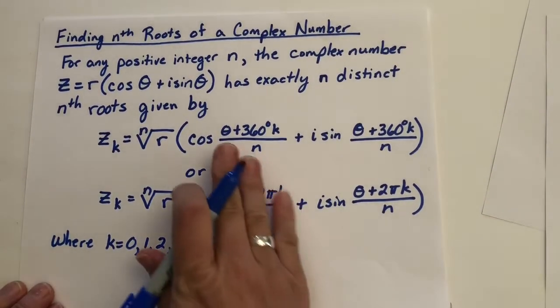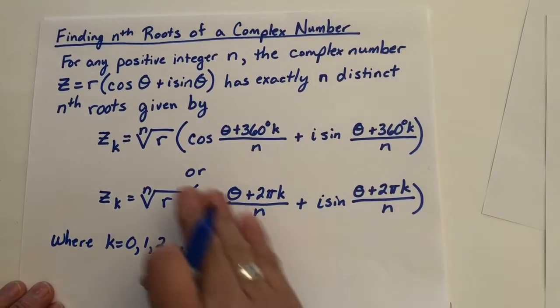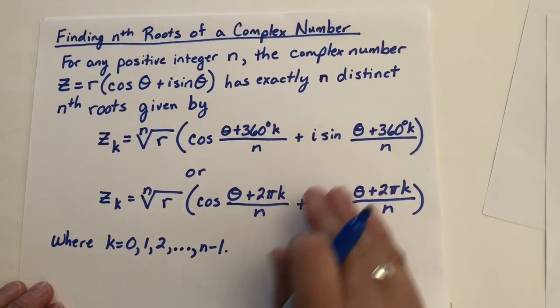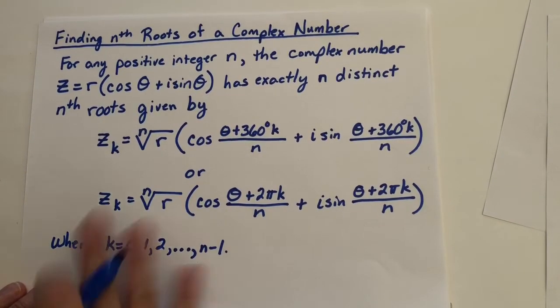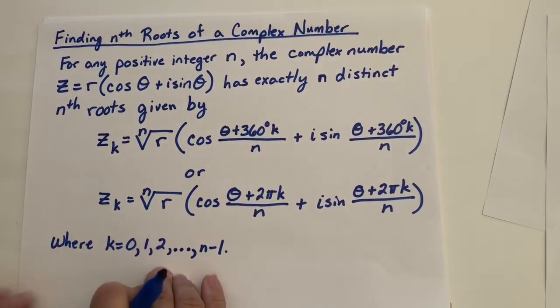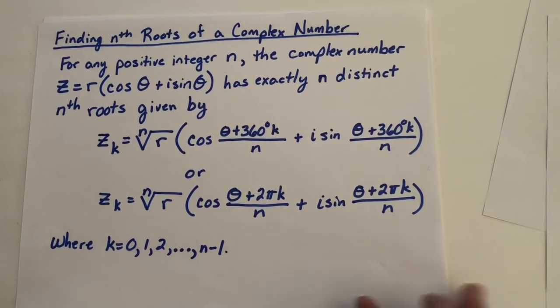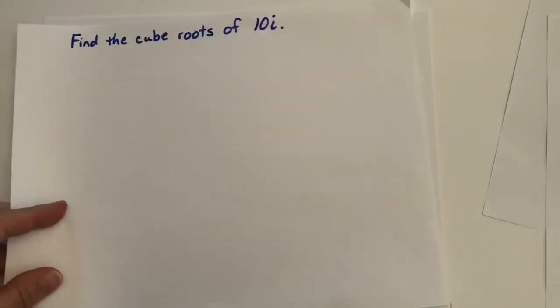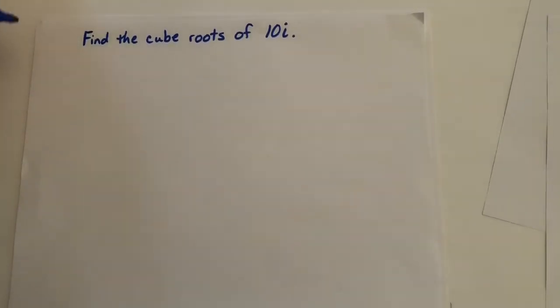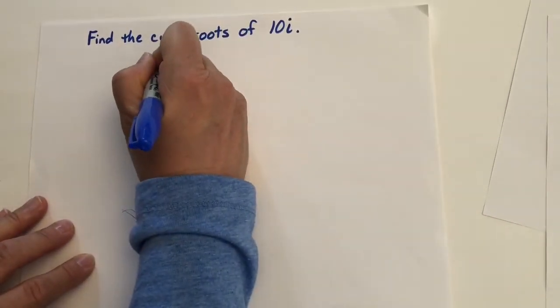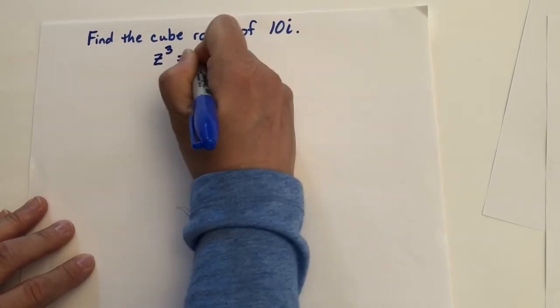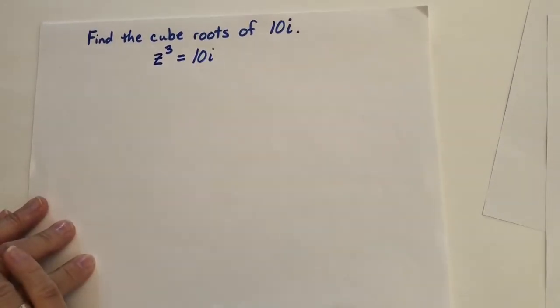So for the next example, let's do it in a little shorter fashion, just using this formula. You can always go back to doing the problem the way we did in the previous example. This just uses those ideas in a little more efficient way. So here we go. We're going to find the cube roots of 10i. That means we're really finding the solutions to this equation, z cubed equals 10i. What are the 3 solutions to this equation?